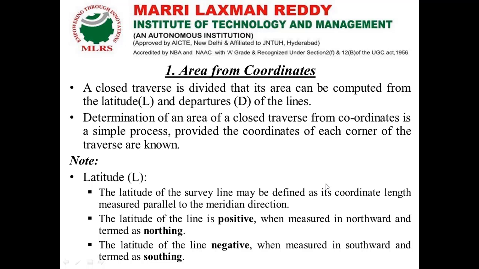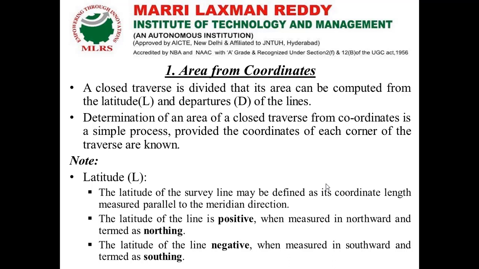The area using coordinates method is used when the entire field is framed with the help of coordinates like x and y coordinates. At that time, these methods are very useful to calculate the area. When we go for the x and y coordinates, we can call them latitudes and departures. So let me enter into the content.